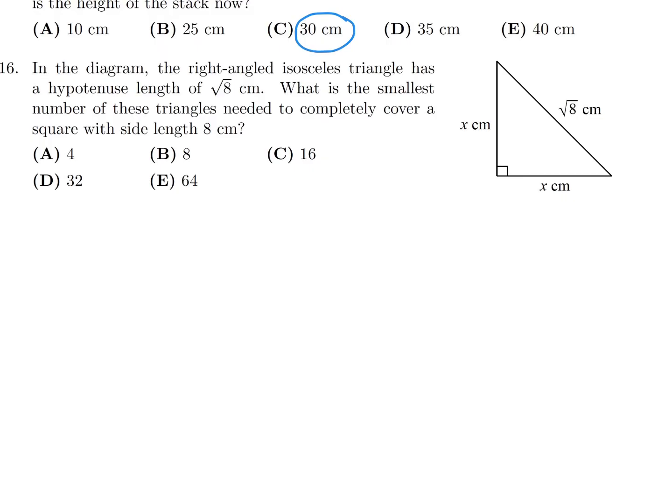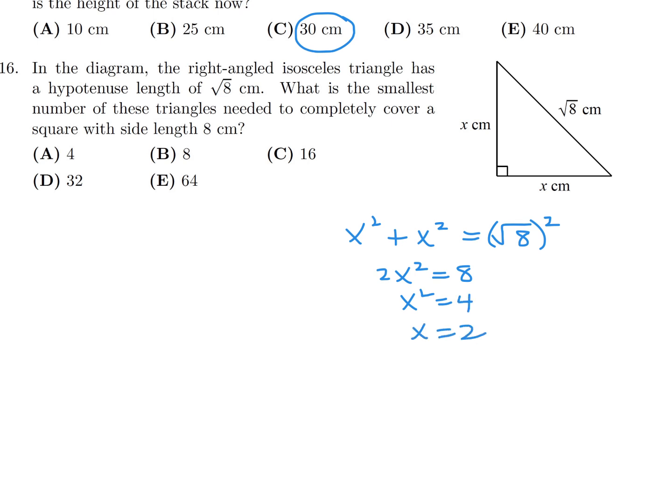In the diagram, the right-angled isosceles triangle has a hypotenuse of root 8. What is the smallest number of these triangles needed to completely cover a square with side length 8? Okay, so first we need to figure out the value of x. So using Pythagoras, we will be able to do that quite easily. 2x squared is 8, x squared is 4, and therefore x is 2.